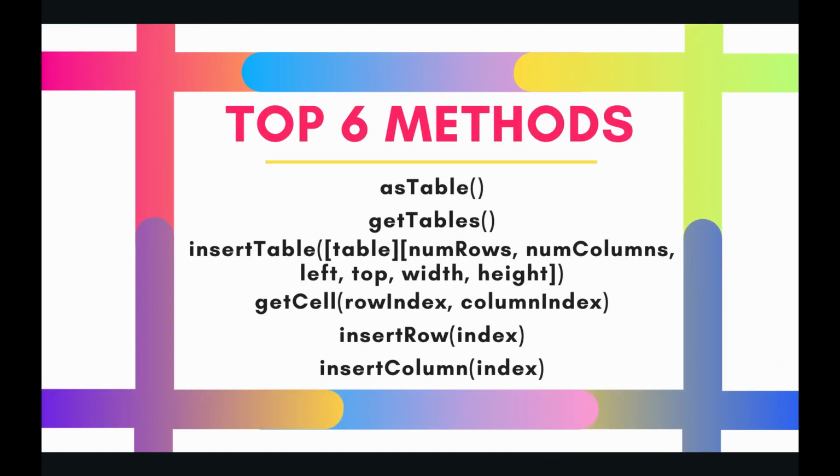So a table is a little bit more complex than just a shape or an image, so there are a lot of methods that could be discussed, but the top 6 methods for this video are going to be as table, get tables, insert table, get cell, insert row, and insert column. So let's jump into the code and take a look at each of these methods.